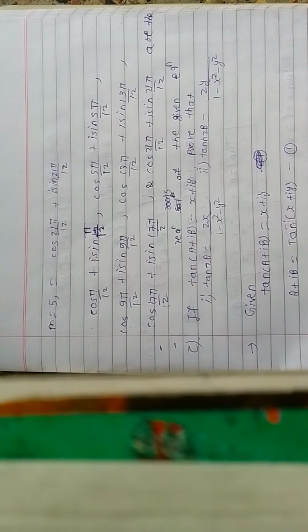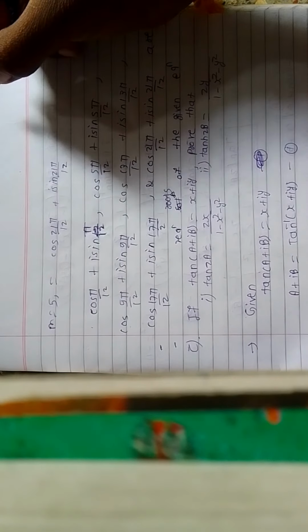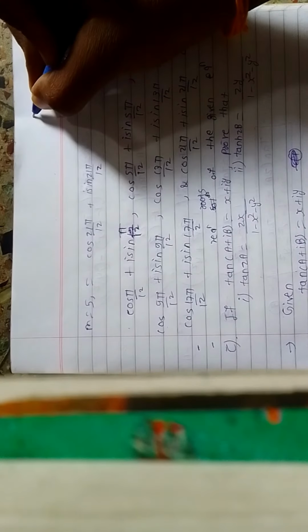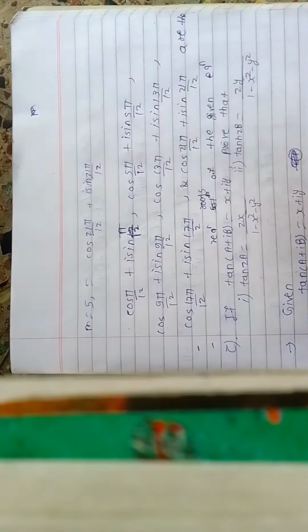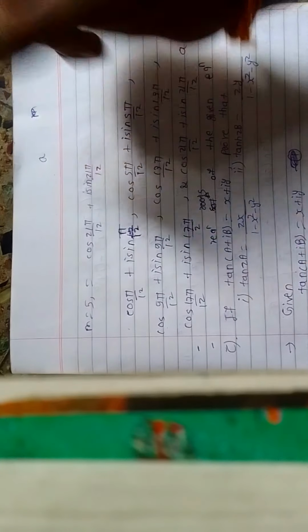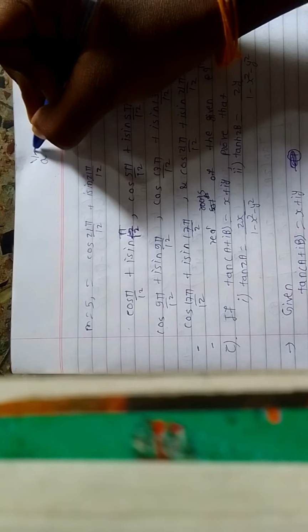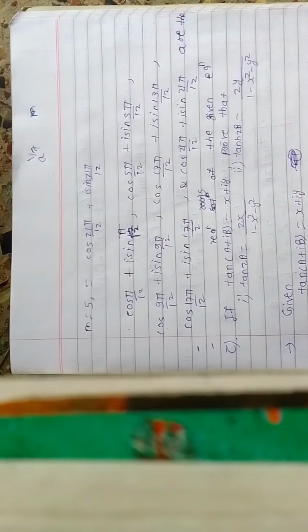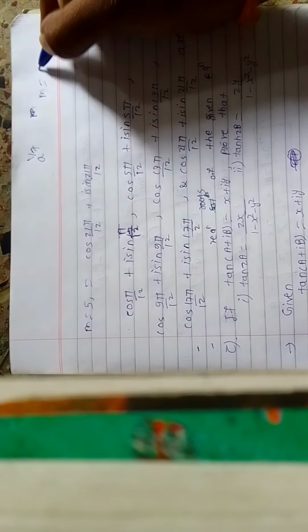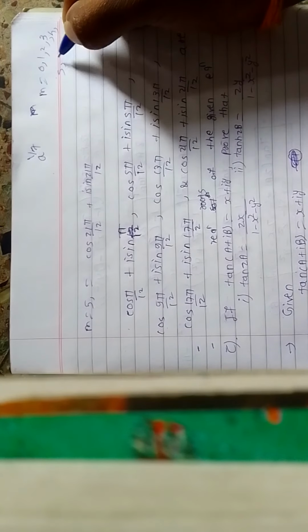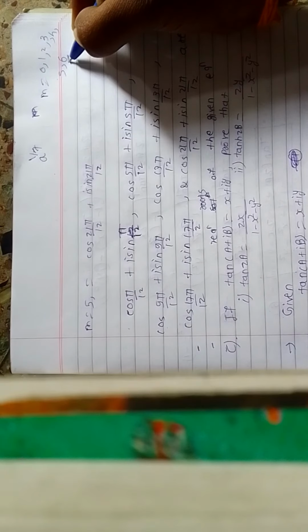If you do not understand this, we take an example. Let we have a variable a, and the power is 1 upon 7, and then we have to put the value of m as 0, 1, 2, 3, 4, 5 and up to 6, and only up to 6.